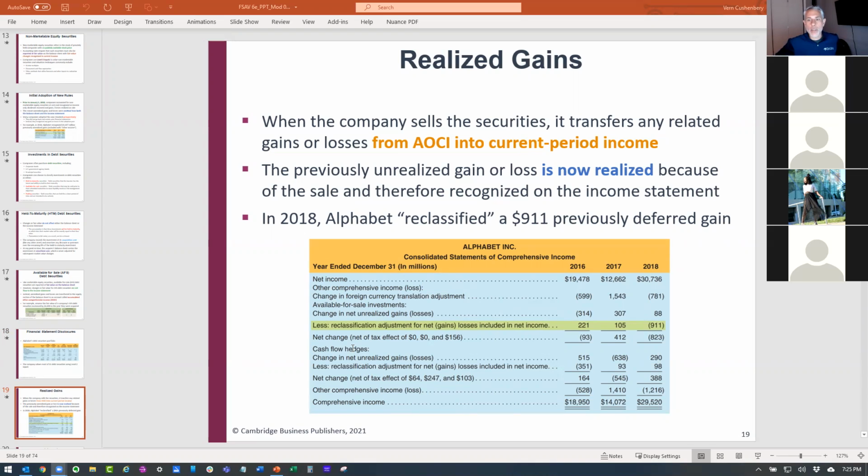Okay, the realized gains from any securities that we have in the available for sale category, any valuation changes from securities that we have in the available for sale category, those all get reclassified to realized gains upon sale. And you can see how that's reported here on Alphabet's income statement, where we're going to subtract a reclassification adjustment for net gains and losses included in income.